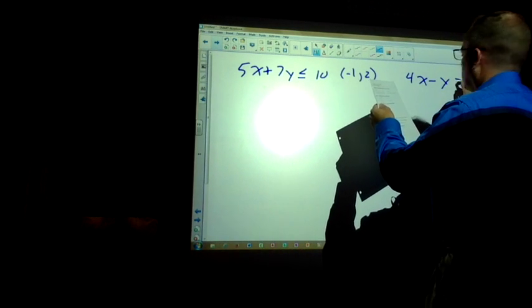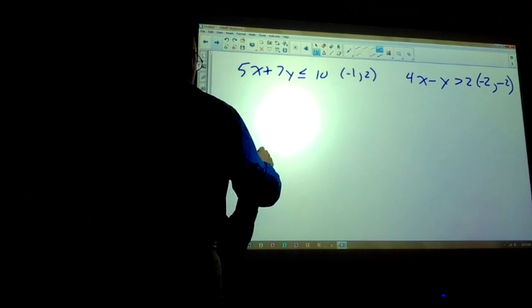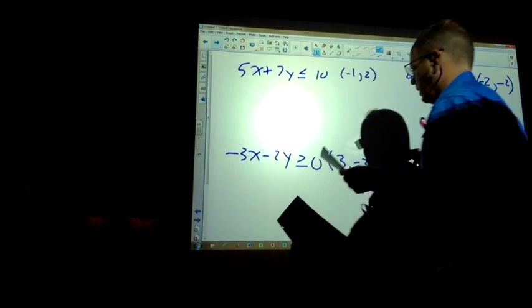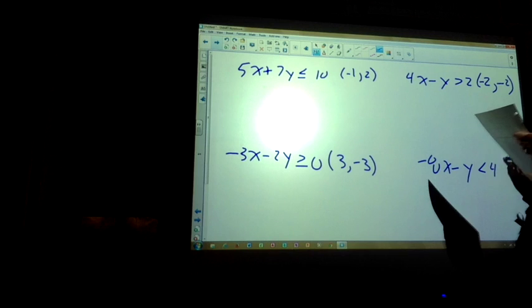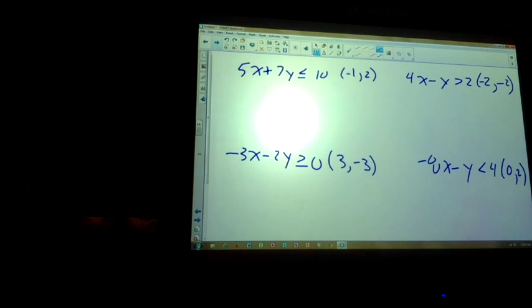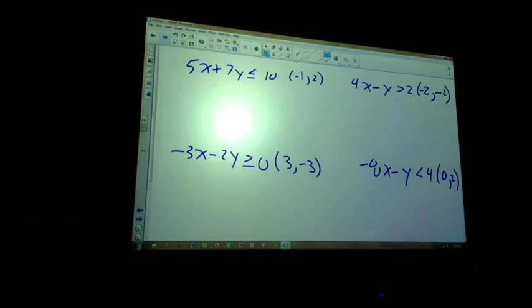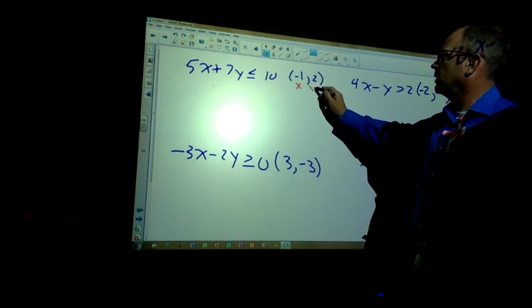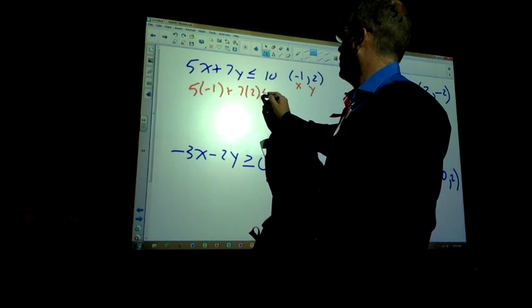4x minus y is greater than 2, so I have negative 2 comma negative 2. And negative 8x minus y is less than 4, 0, 2. So we did show yesterday to graph, but before we graphed, we showed that these can go along with finding a point and determining if that's part of the solution. So this will either give me a true or false. That's an x or y. So I'm going to get 5 times negative 1 plus 7 times 2. We want to know if that's less than 10.